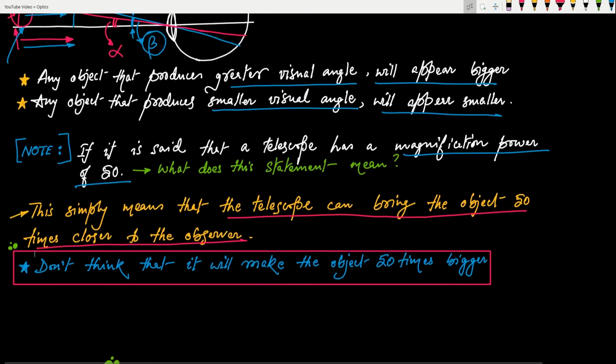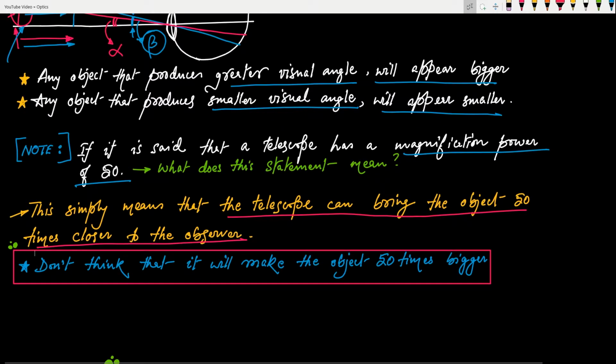So, I've written it down for you: don't think that it will make the object 50 times bigger, because these are the kind of questions they can attack you with in your exam in the form of objective questions. This was asked in one of the years of JEE, that the magnification power of a telescope is 100, then what does this actually mean? So you need to be ready with the concept.